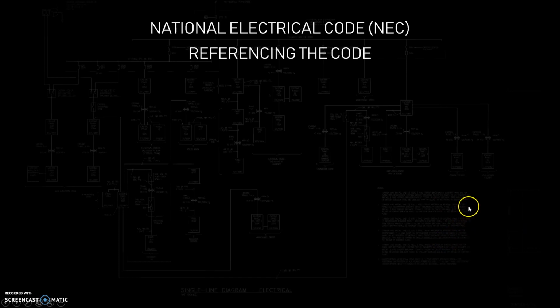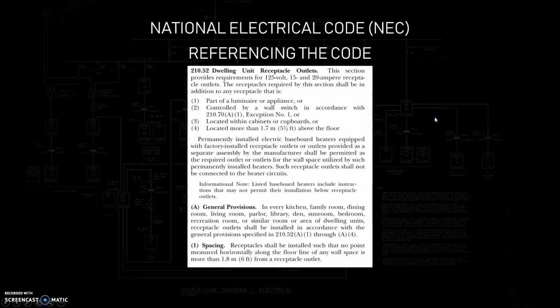So referencing the code, we have to reference code articles quite a bit as an apprentice and as a working electrician. So I pulled a section out of the code here. It happens to be page 70-64 if you guys want to take a look at this for yourselves. But anyway, let's say I want to reference this particular piece here.